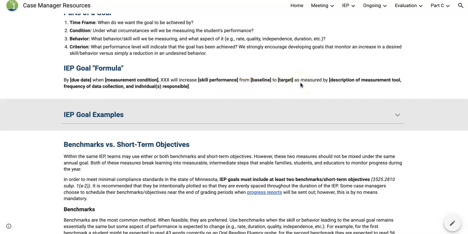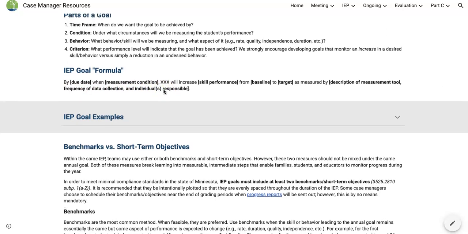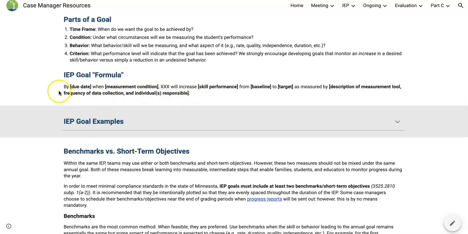And then who's going to measure it and how you're going to measure it. So as measured by writing probes, and then how often, so weekly, by the special education teacher. So if you follow this formula here, you will meet all of these required parts of the goal, and you can be confident that your goal is going to be compliant.